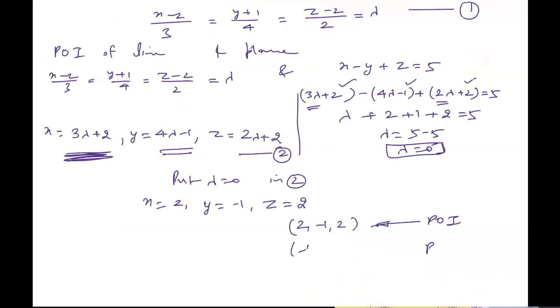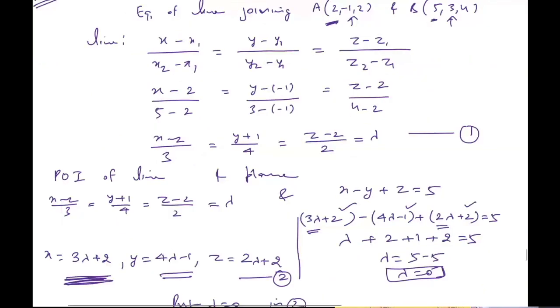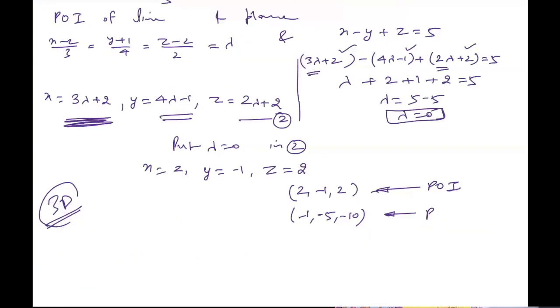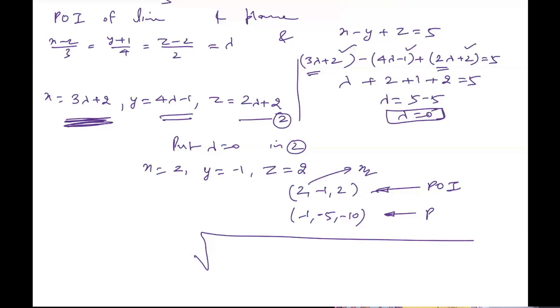So can we find the distance between these two? Yes, beta, by using the distance formula. This is a part of chapter 3D which you have studied in class 11th also. So we have been given 2 points. Just find their distance. Let's say this is x2, y2, z2 and this is x1, y1, z1. So just use the formula.